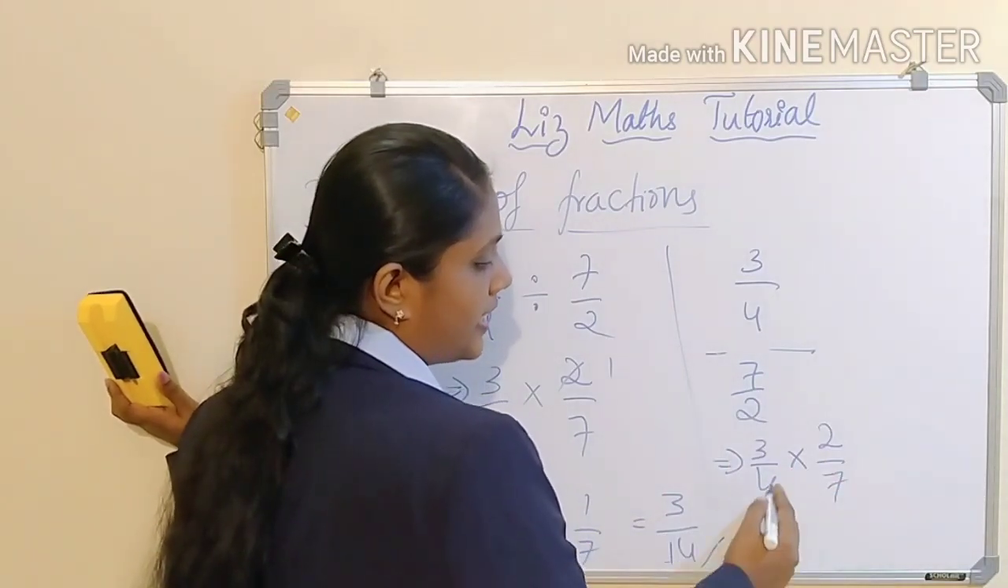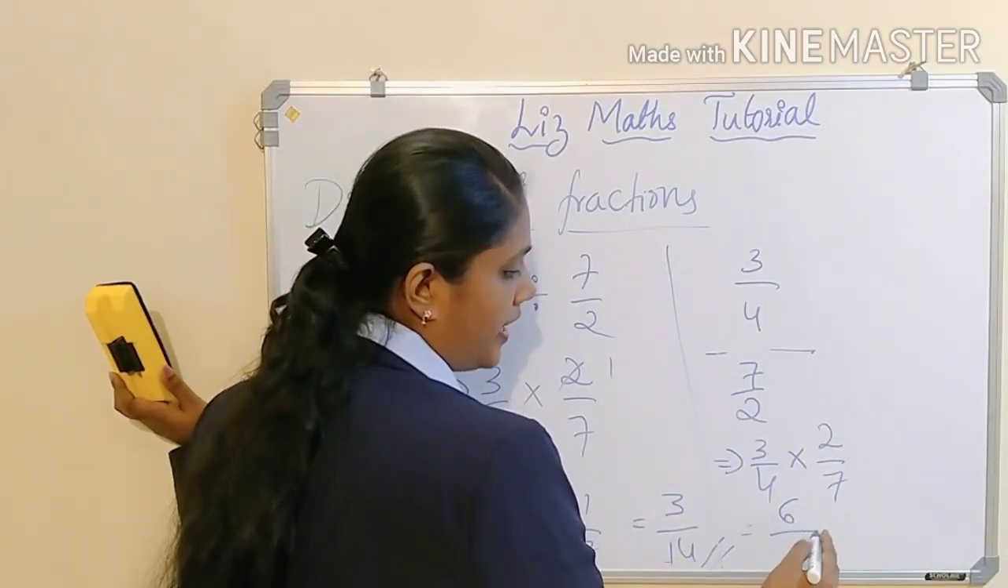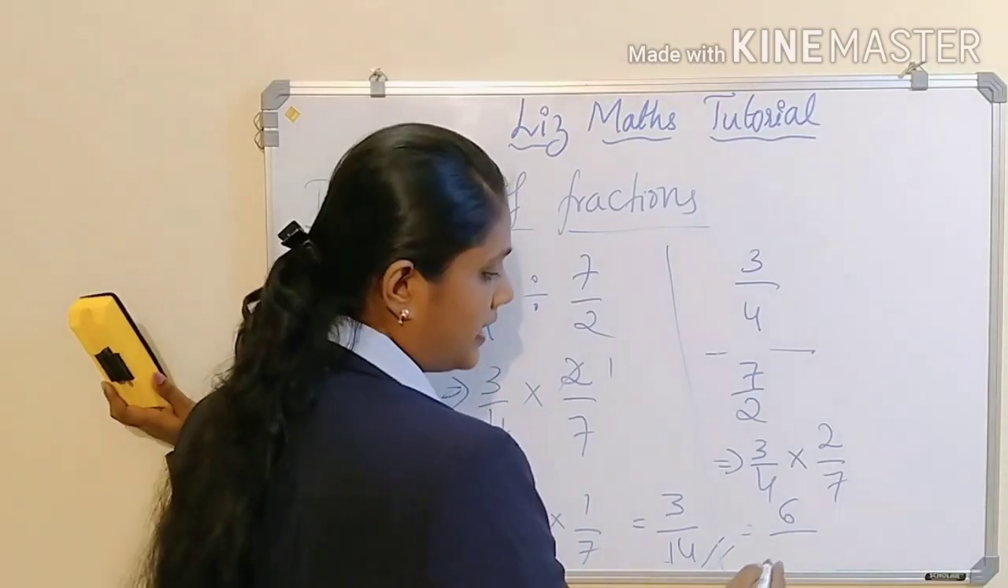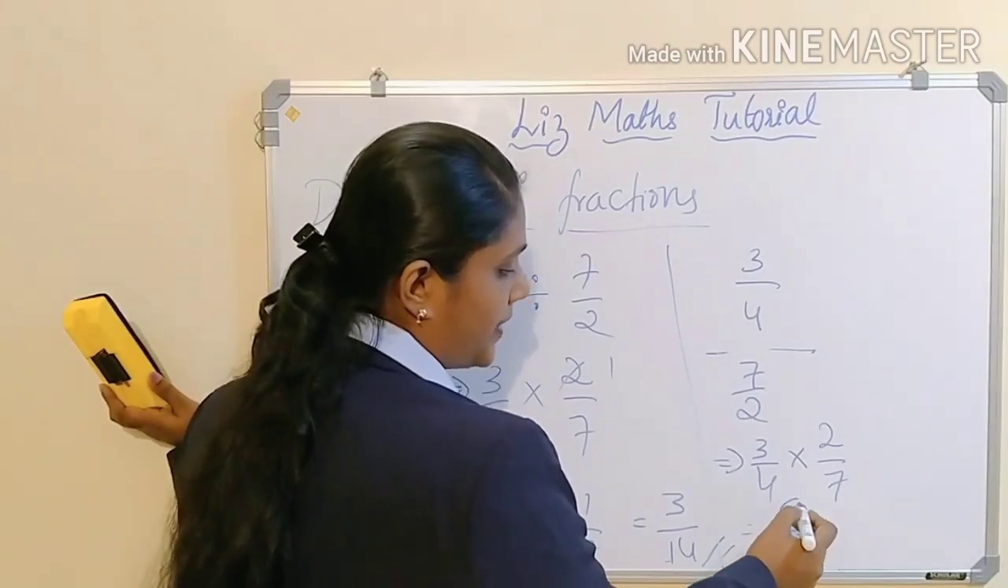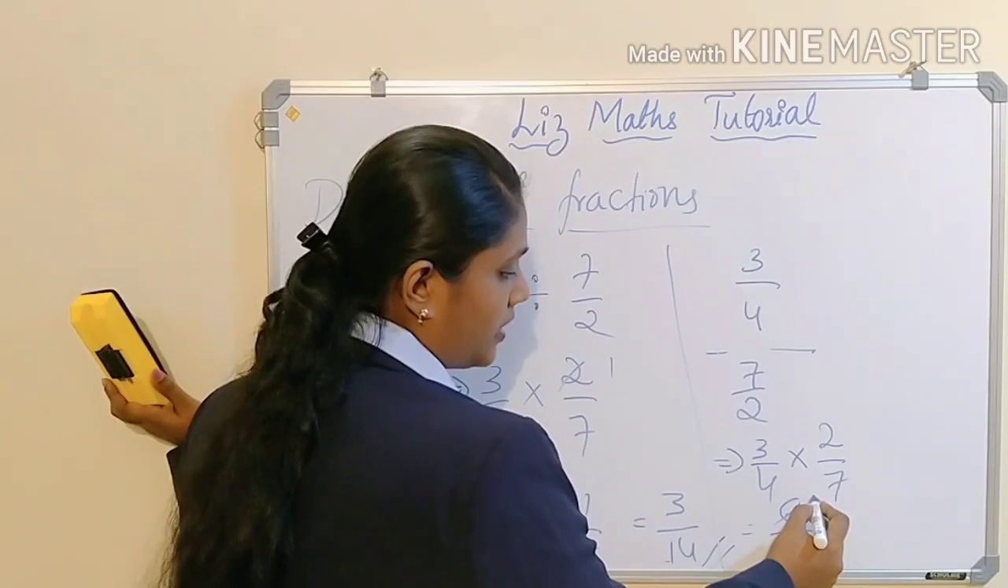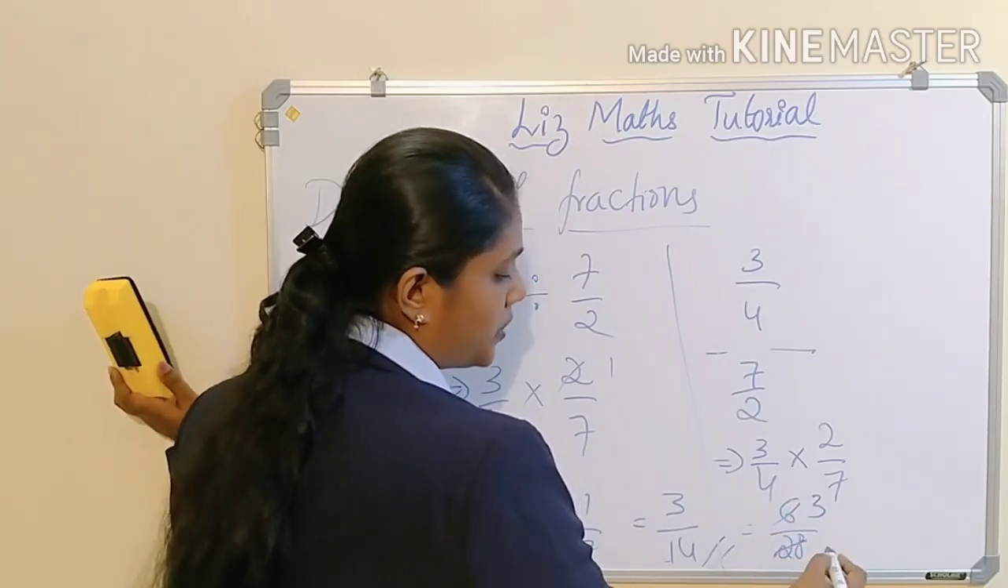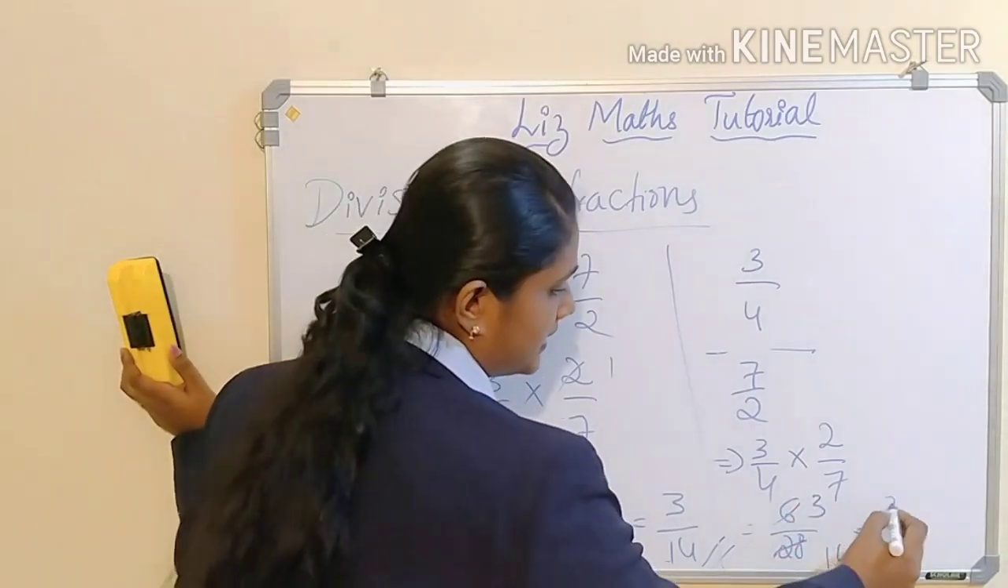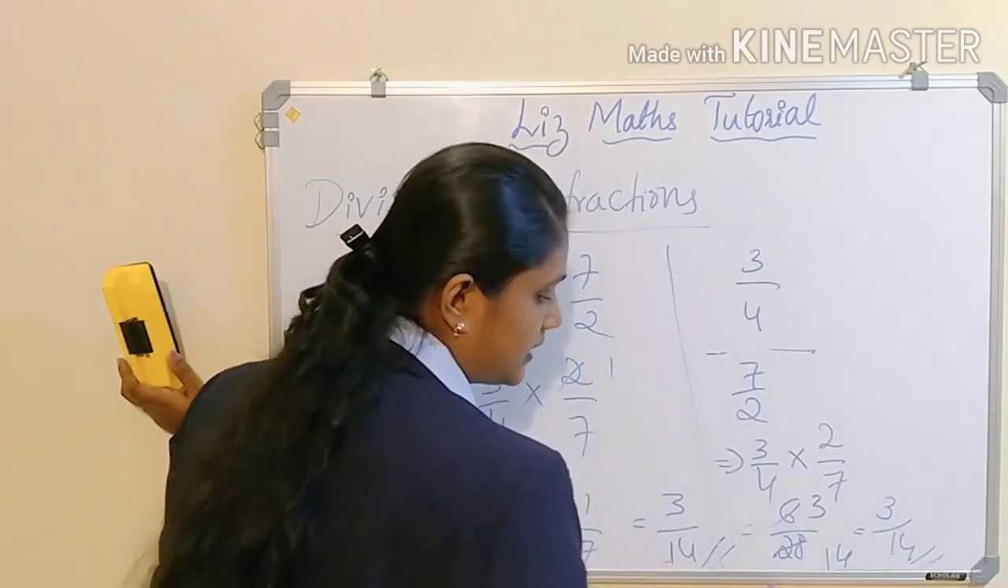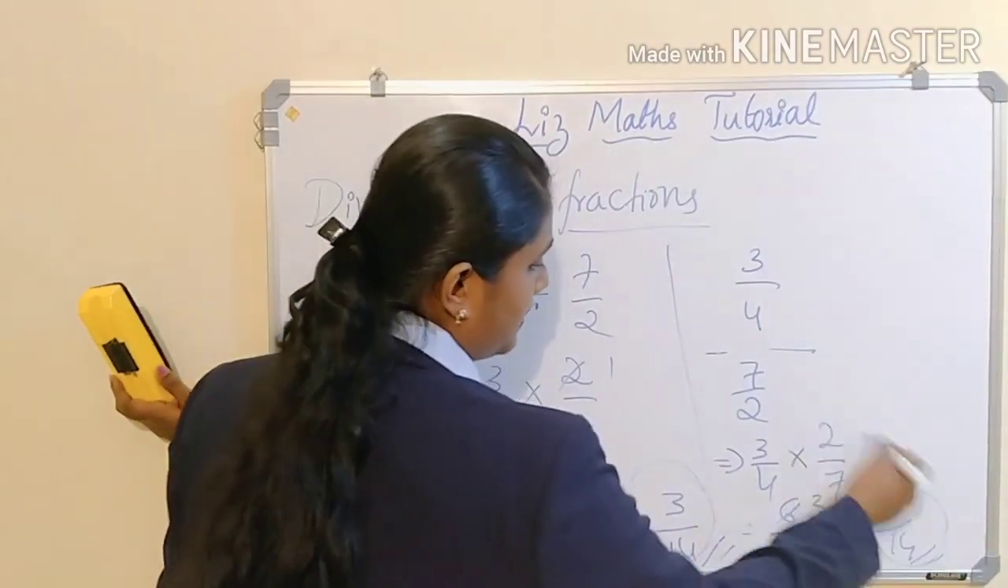Then you are cancelling. 3 2s are 6, you can write. 7 4s are 28. Again, in which table are you going? 2 3s are 6, and 2 ones are 2, 2 fours are 8. The answer is 3 by 14 only. See, 3 by 14, 3 by 14.